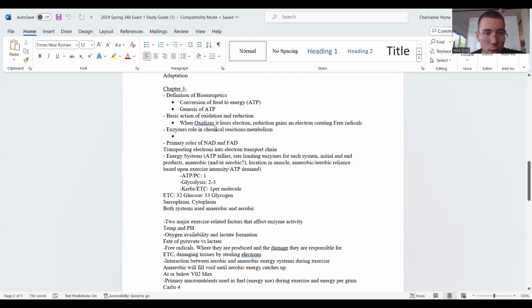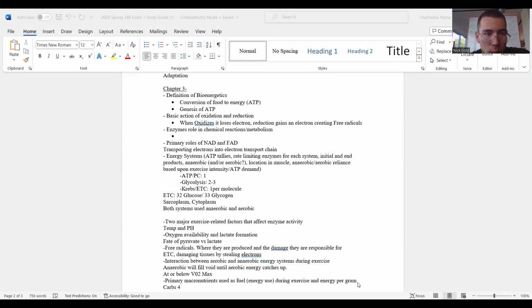One of the things for enzyme role in chemical reactions or metabolism is going to be in chapter 3. There's a huge graph that's super important, and I'm going to go over a couple of these. 11 doesn't really explain it that well, but oxidation reduction, that's the one you need. NAD and FAD we'll cover really fast, but you just have to know basically it's going to be used in the electron transport chain and it's going to carry that electron and hydrogen.